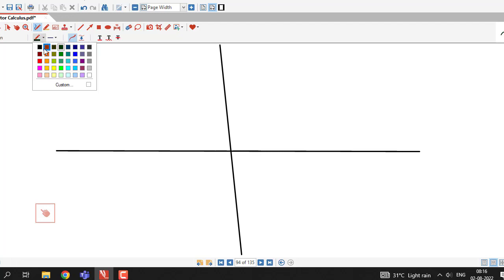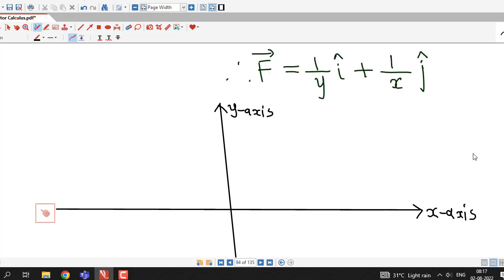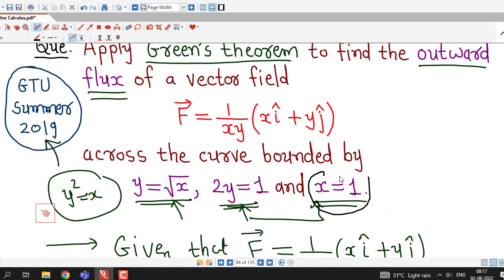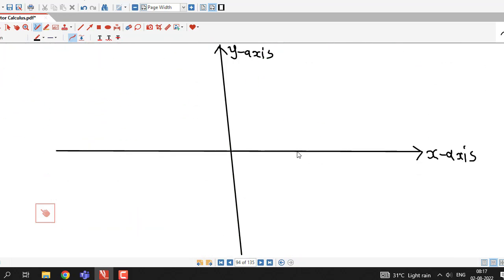And if we sketch the region, first we require this two-dimensional plane. Suppose this is the y-axis, this is the x-axis, and we have these two lines, x equal to 1 and 2y equal to 1, that is y equal to 1 by 2. So first we sketch x equal to 1. Suppose this much distance is 1, then this will be 1/2. Similarly, this distance is 1/2, this distance is 1.